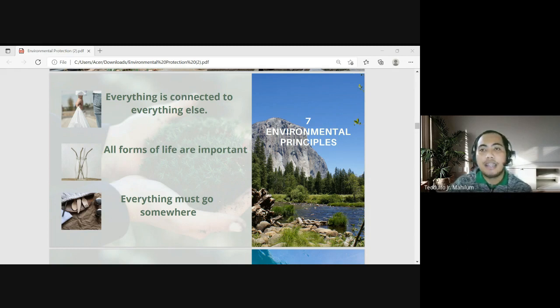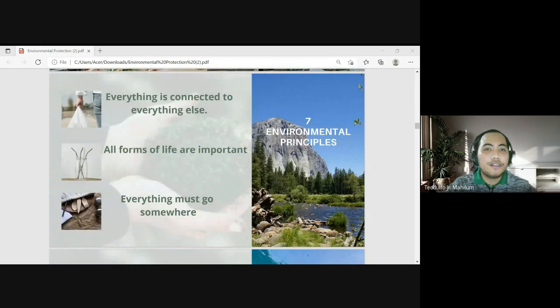Like the example I gave earlier, deforestation. Deforestation can cause soil erosion, and the earth deposited on the water bodies covers the coral reefs, resulting in the loss of fishery.